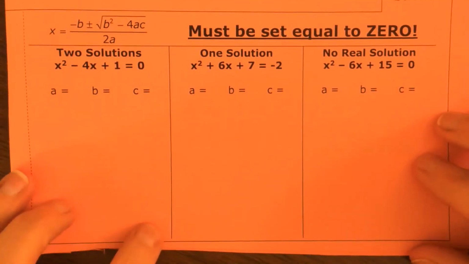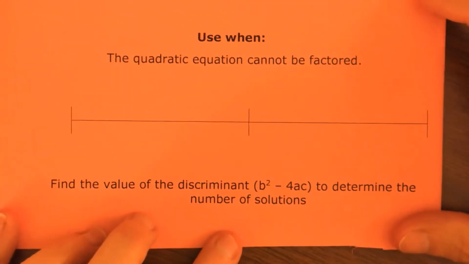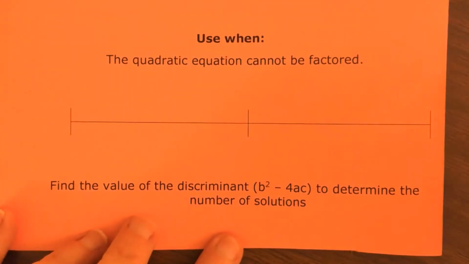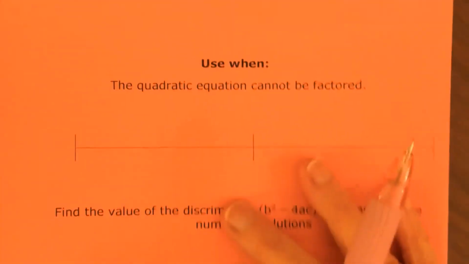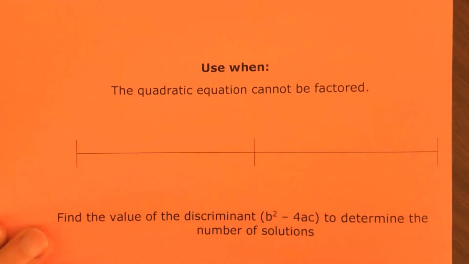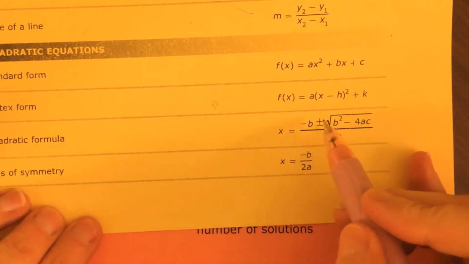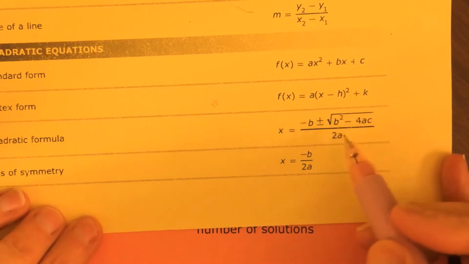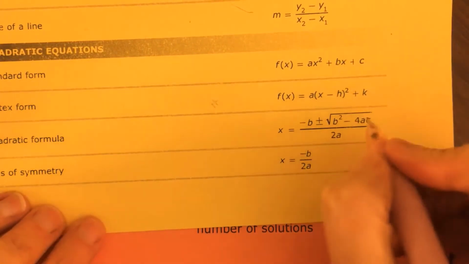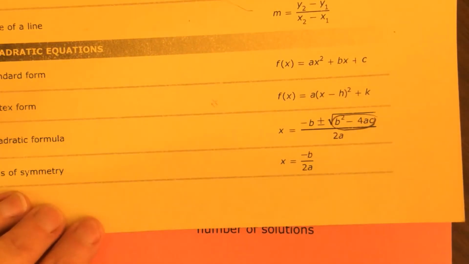So we're going to start on this last part of our notes. The first thing I want to do, though, is look at the back here. We're going to talk about the discriminant. The discriminant is a little portion of the quadratic formula. When you look at the quadratic formula, it's negative b plus or minus the square root of b squared minus 4ac, over 2a. Wow, that's a lot. The discriminant is this part right here under the radical sign.